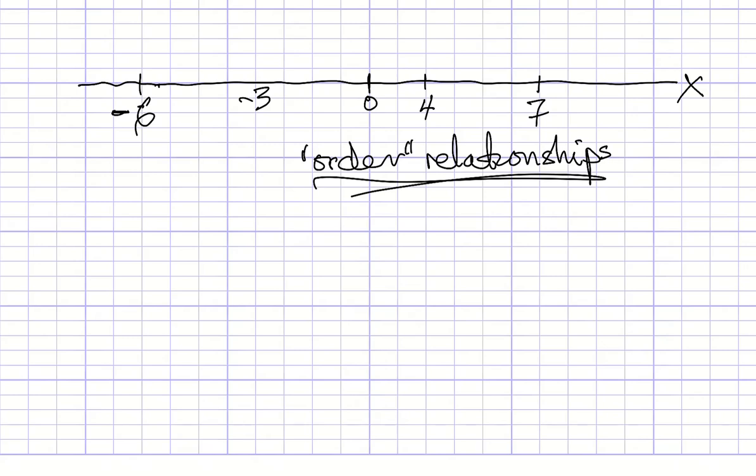Notice that in this Cartesian coordinate system, we can keep going to the right. You get 20, 30, 40, 2,000, 10,000. On the left, you can keep going, getting less than 10, less than 20, less than 30,000. Notice that as you move from left to right, the numbers get bigger. 7 is bigger than 4. 4 is bigger than 0. 4 is bigger than minus 3. 0 is bigger than minus 3. Minus 3 is bigger than minus 6.